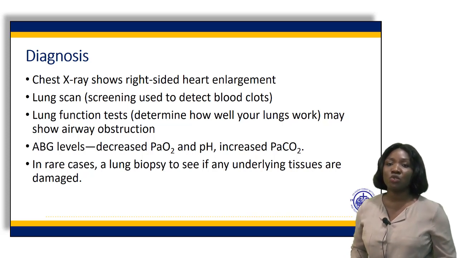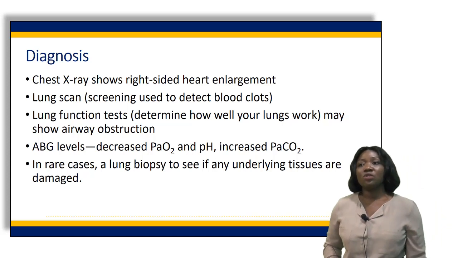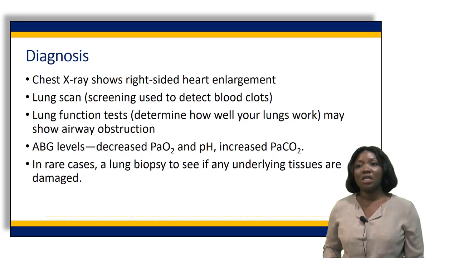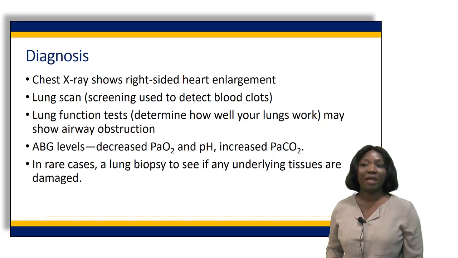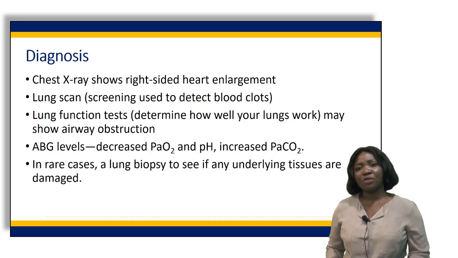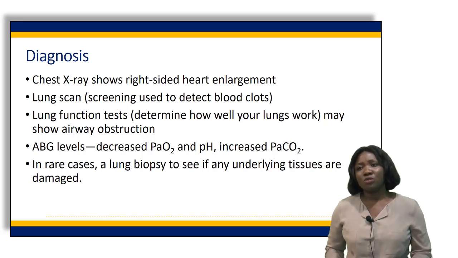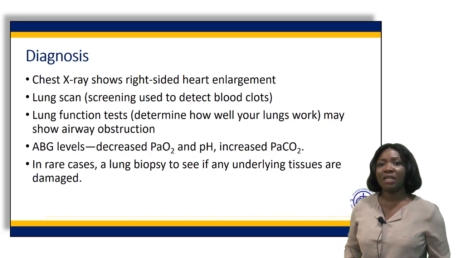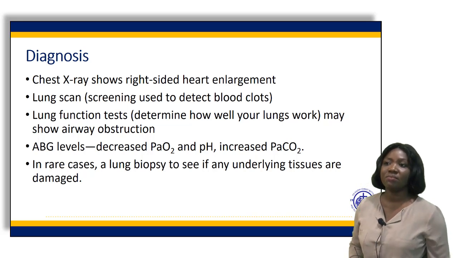Lung function can also be checked to see how well the lung is functioning, and may show airway obstruction as well. Arterial blood gases can be done to look out for decreased partial pressure of oxygen and increased partial pressure of carbon dioxide, and also to check the pH level. In rare cases, lung biopsy can be done to see if there are underlying damages to the lungs.